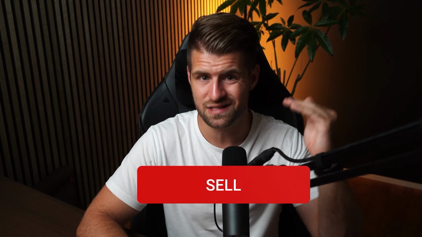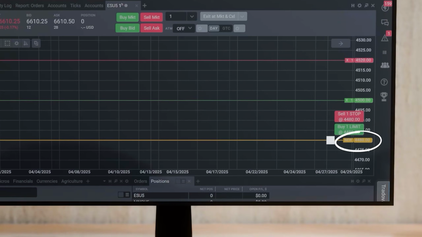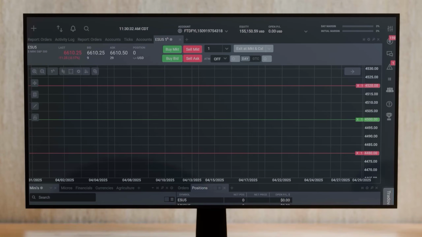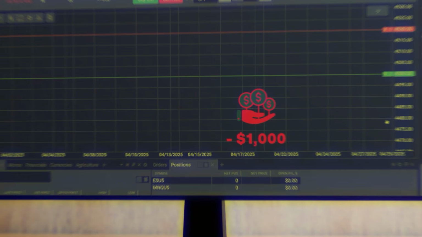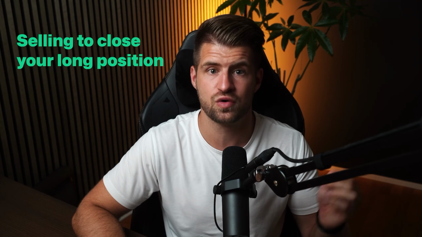Now for your stop loss, on the other hand, let's say you place a sell stop order below your entry, maybe at 4,480, where your analysis is proven wrong. This becomes a market order if price drops to 4,480, automatically closing your position to limit your loss to 20 points. Again, you're selling to close your long position.